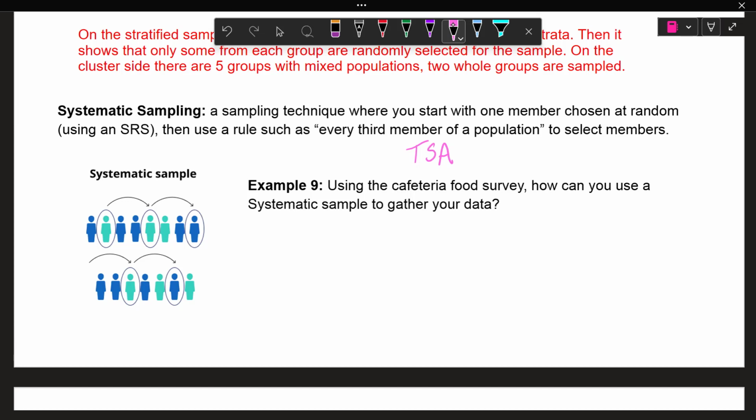So using the cafeteria food survey, how can you use a systematic sample to gather your data? So suppose we would start here. Then if we're choosing every 3rd person, it'd be 1, 2, 3, 1, 2, 3, 1, 2, 3, 1, 2, 3, 1. So those 5 would be in our sample, and they're every 3rd person.